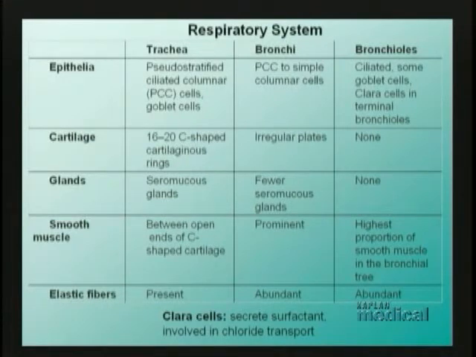Clara cells in recent years have gotten a lot of attention in terms of their functional significance, and as we note at the bottom of this chart, Clara cells, in addition to type 2 pneumocytes, produce a form of surfactant that reduces alveolar surface tension. And more recently, we know that Clara cells have a chloride transporter that is involved in the transport of chloride out of Clara cells into the lumen of the respiratory epithelium.